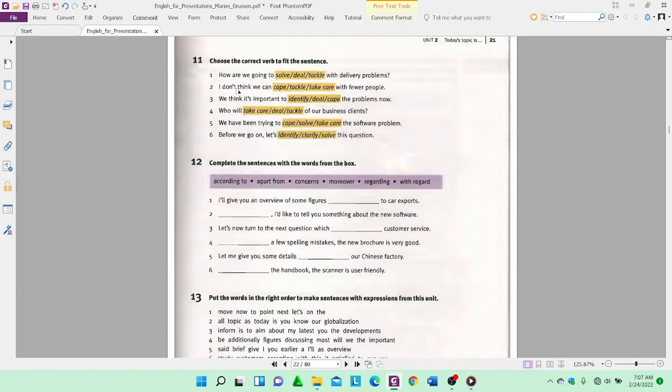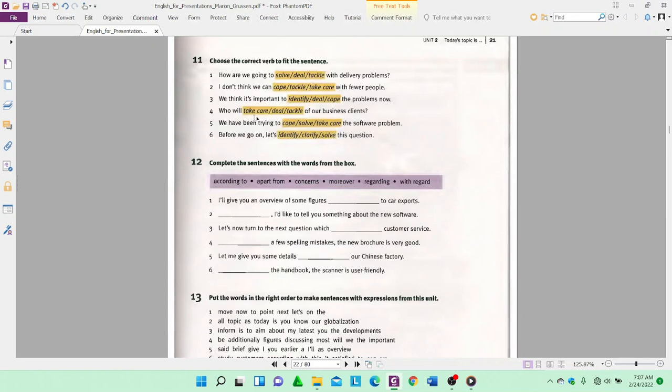Oke? Lagi. I don't think we can bla bla bla with fewer people. Aku tidak berpikir, atau aku tidak yakin lah ya kira-kira, kita dapat apa with fewer people. Ada with juga, oke. Pasangannya adalah cope. Ya. 3. We think it's important to apa? To deal, to cope. Kalau deal dan cope itu butuh with. Yang pas adalah identify the problems now, right?